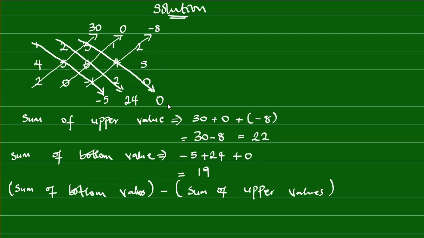So the sum of our bottom values, we have 19, while our upper values, we have 22. So we have 19 minus 22. This gives us minus 3 as our final answer. So it means that the determinant of this matrix is minus 3.